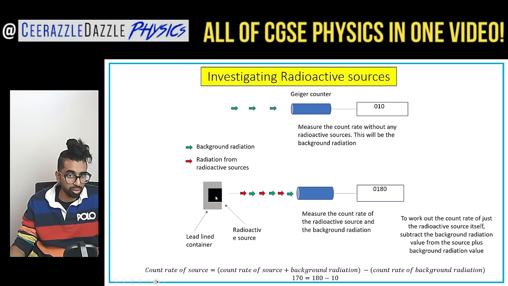Then if I was to put a source in front of me, I would measure the count rate again. So let's say it's 180 over there. So obviously, the reason why it's higher is because now you have the source plus the background radiation.